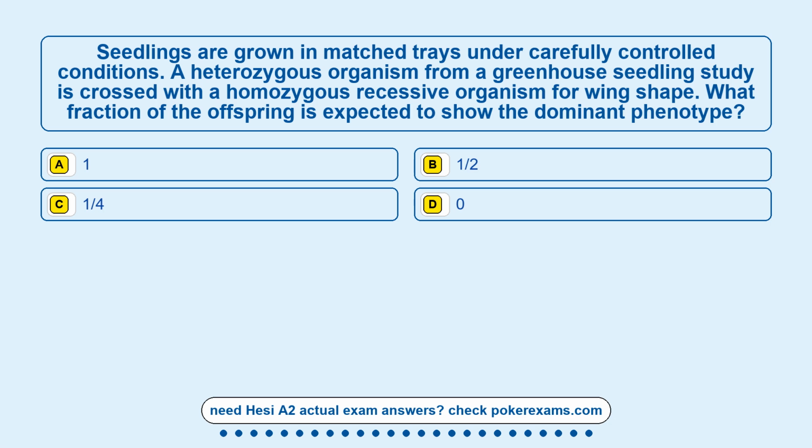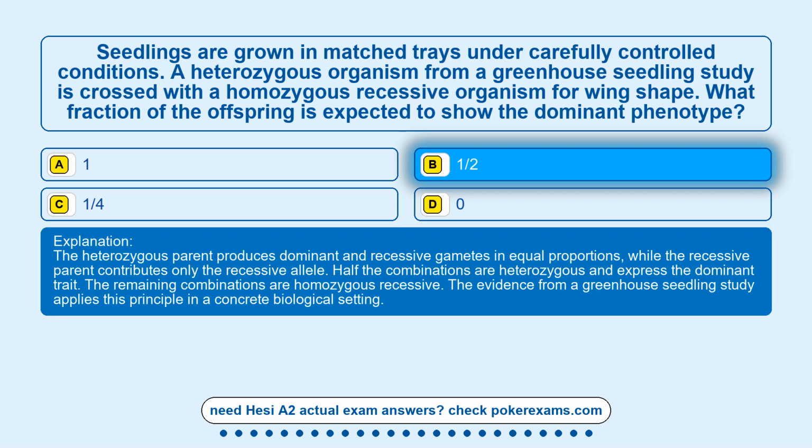Option A, 1. Option B, 1/2. Option C, 1/4. Option D is 0. The correct answer is option B, 1/2. The heterozygous parent produces dominant and recessive gametes in equal proportions, while the recessive parent contributes only the recessive allele. Half the combinations are heterozygous and express the dominant trait. The remaining combinations are homozygous recessive.